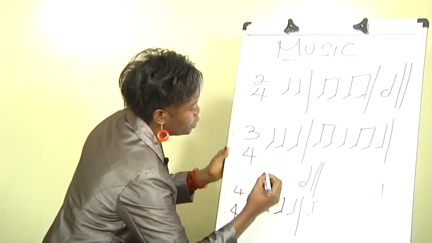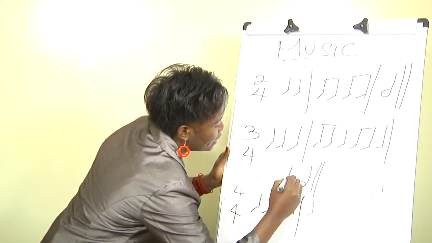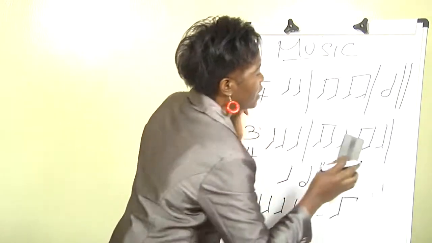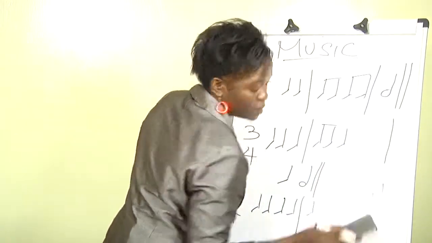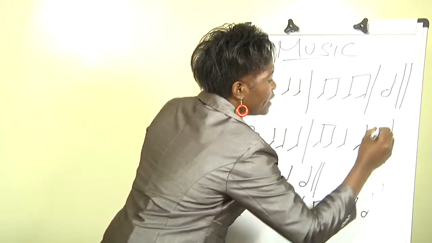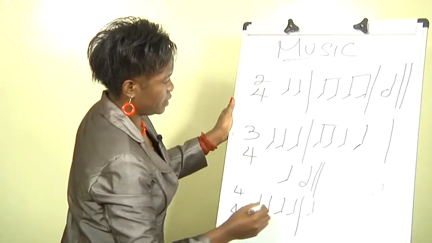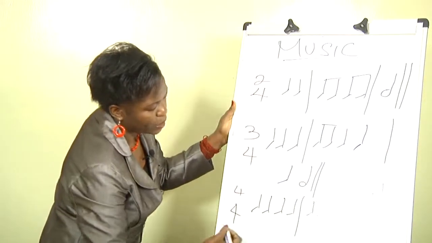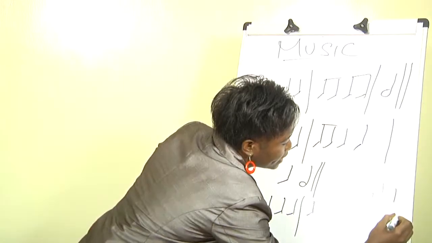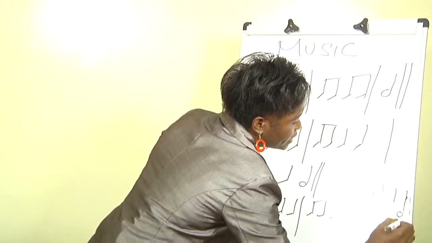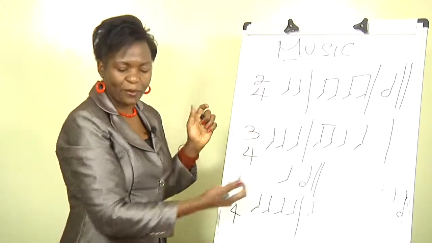This one is supposed to be 3/4, and therefore we'll have 3 and not 4. Then, yes, and then the last one we're going to have that, and then we finish with that. So at your own time, just try to clap this.